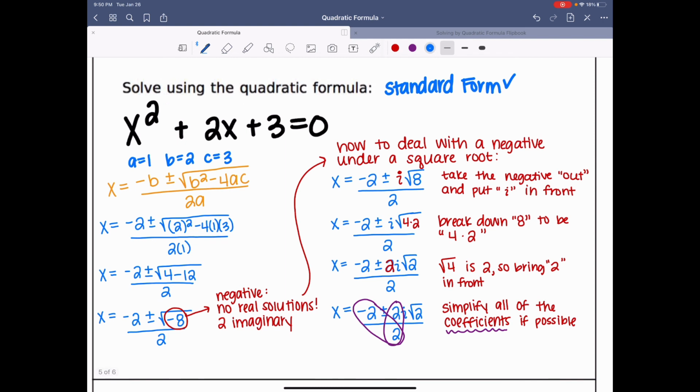Since those can be simplified, negative 2 over 2 can be simplified to a whole number, and 2 over 2 can be simplified to a whole number. Negative 2 over 2, which is just negative 1, plus or minus 2 over 2, which is 1, i square root of 2. And believe it or not, those are our two answers. Negative 1 plus i square root 2 and negative 1 minus i square root 2 are our two solutions.